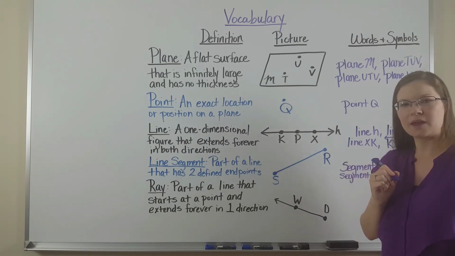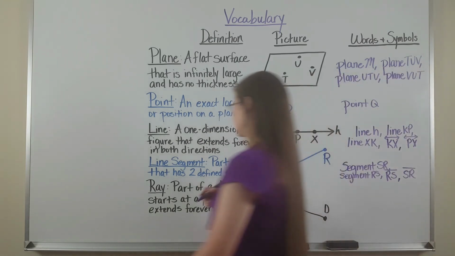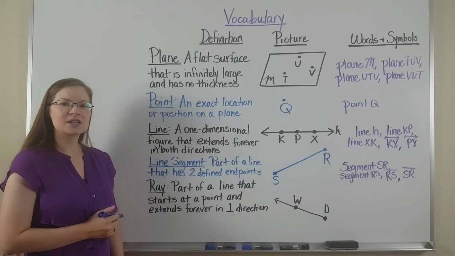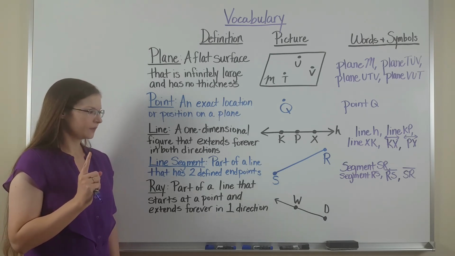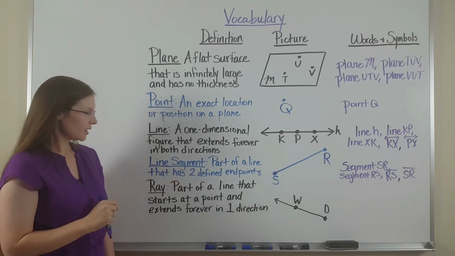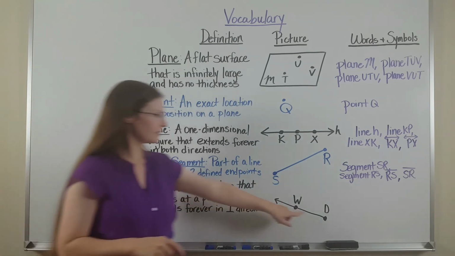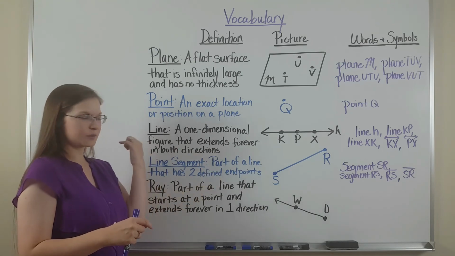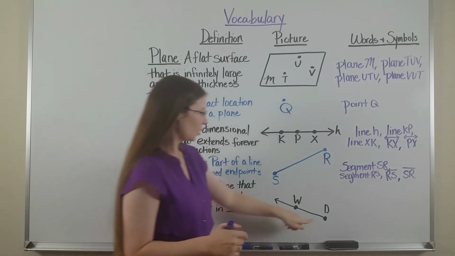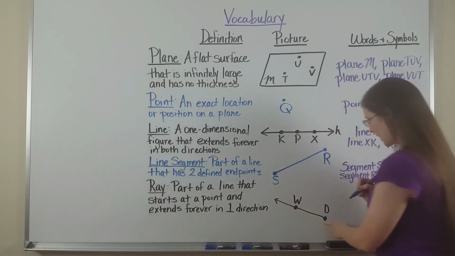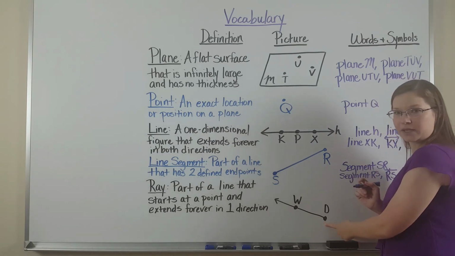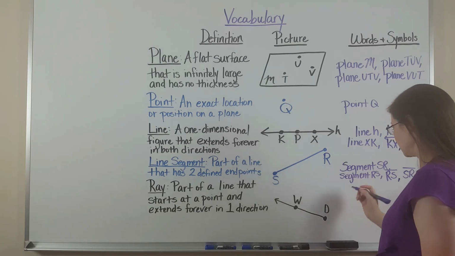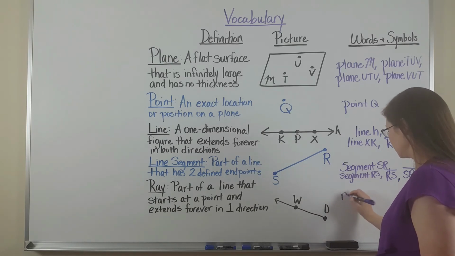Here's the last term that we'll discuss. This is ray. A ray is part of a line that starts at a point and extends forever in only one direction. Okay? And in our example, that ray begins at this endpoint D and then continues on forever toward where the arrow is pointing, towards me. Okay? We would start by naming this using the end point, the point on the end, D. So we could call this ray DW.